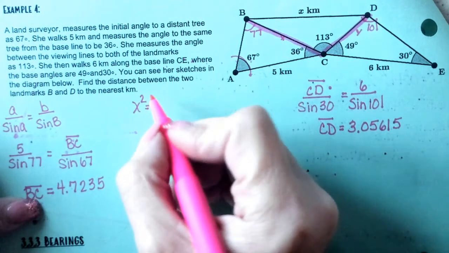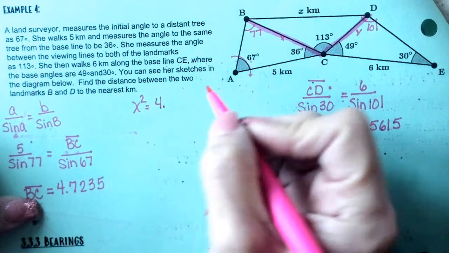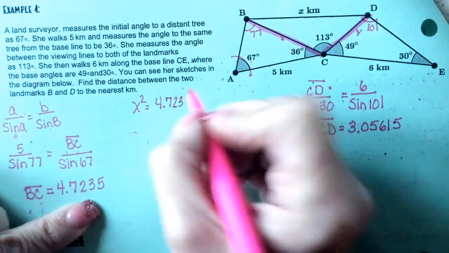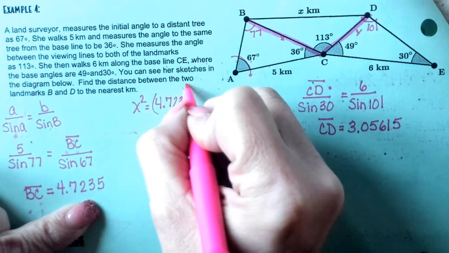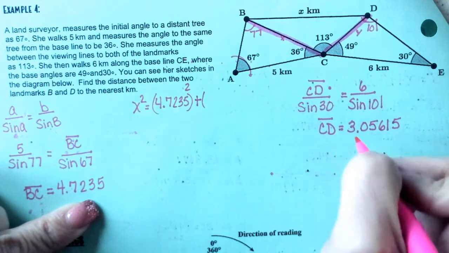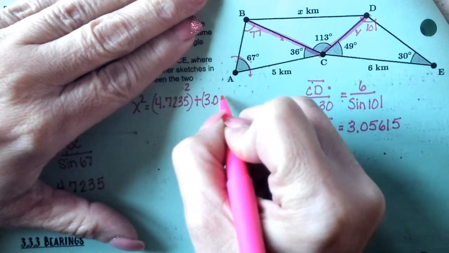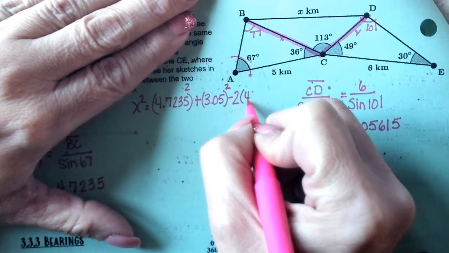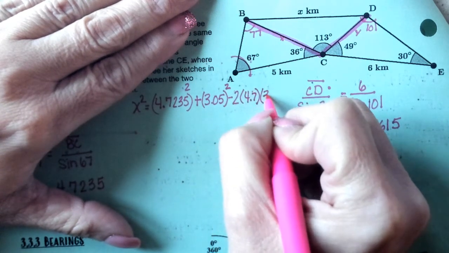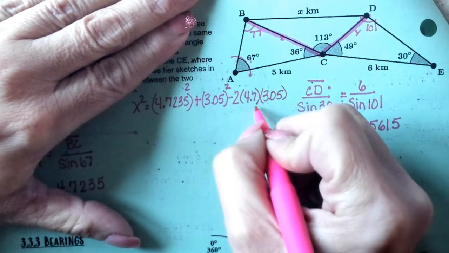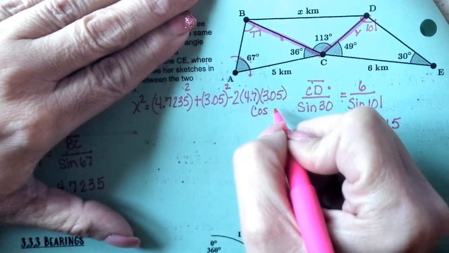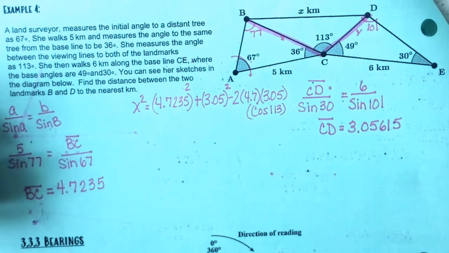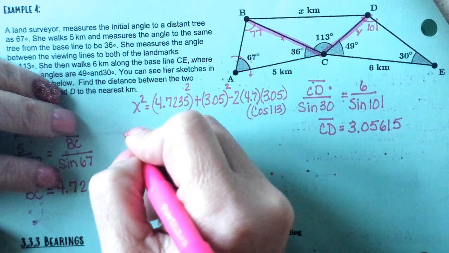So I'm going to take BC, which is 4.7235. I'm probably going to run out of room. Squared plus, I'm just going to do 3.05. I'm going to use my calculator to find it, but for now I'm just going to put those in because I don't have enough room. I'm going to squeeze in cosine of 113. But you know it should be right there. All right, so here we go. X squared equals.